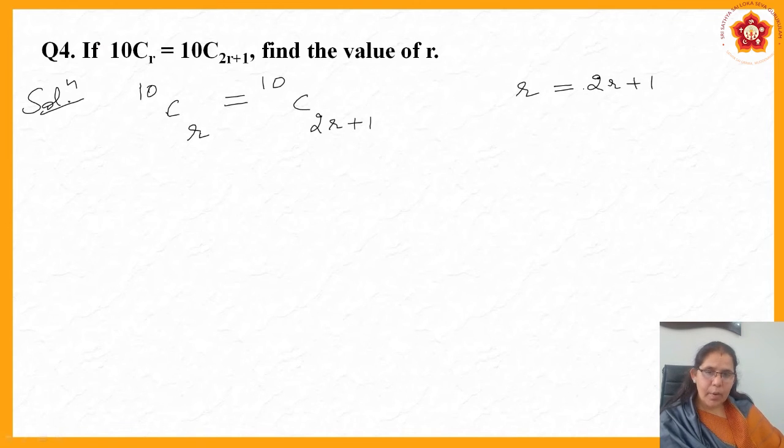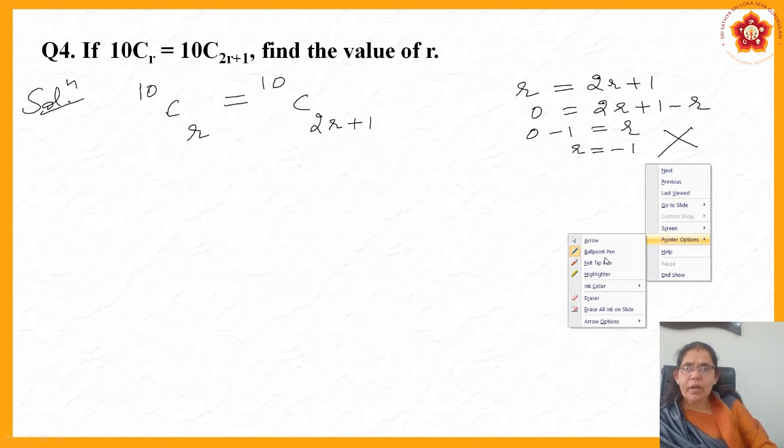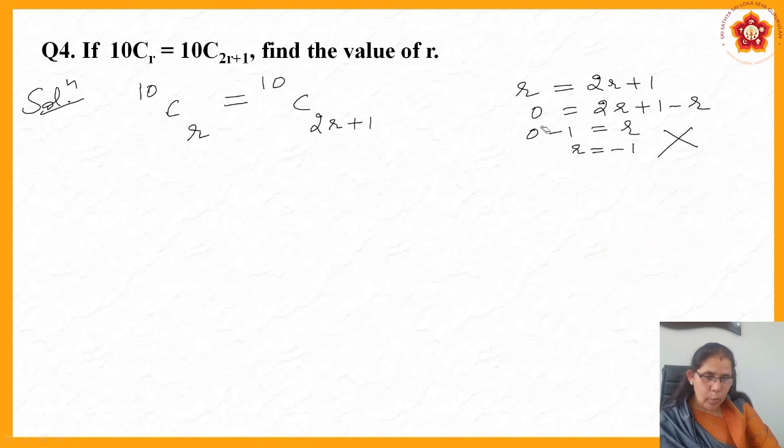So if we just equate R is equal to 2R plus 1, will we get anything? Just let us see. Let me take it to the other side. It will be 2R plus 1 minus R, and we get 0 minus 1 is equal to R, or R is equal to minus 1, which is not possible. So we will never be able to solve these questions if we are directly equating by observation.